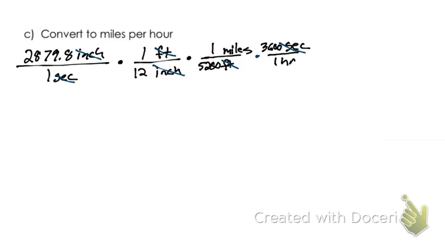So now what we're going to do in your calculator is multiply all of this out. If done correctly, you should come up with about 163.6 miles per hour.